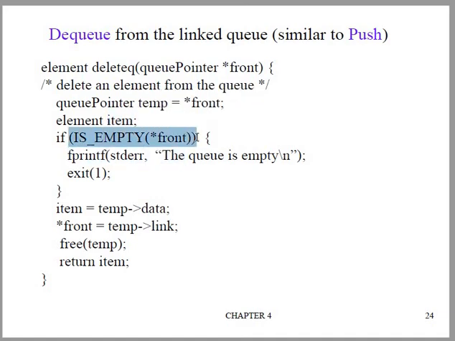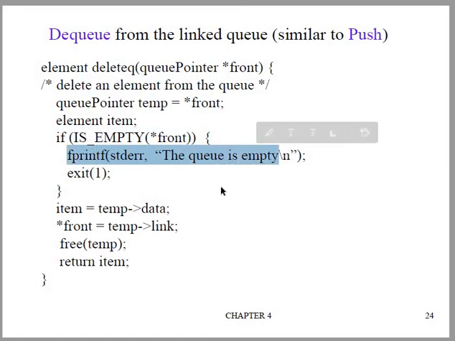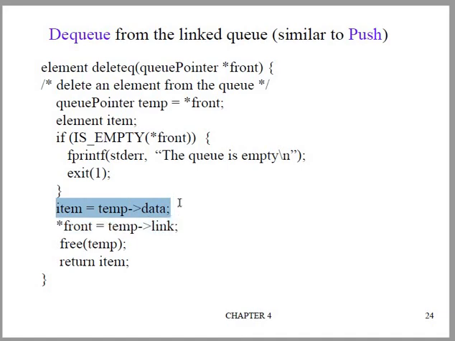If front is not existing, it means that the queue is empty. Otherwise, what we have to do? Item equal to temp data, it is nothing but wherever front is pointing to, that data you capture. Then front equal to temp link. You have to remember that temp is pointing to the front node.